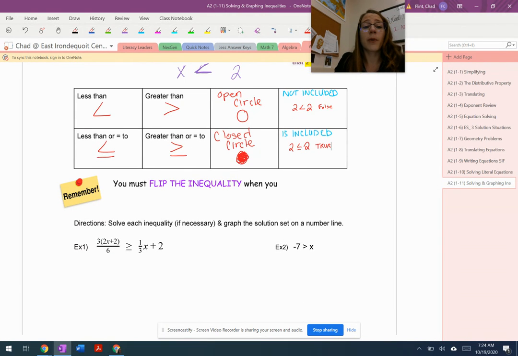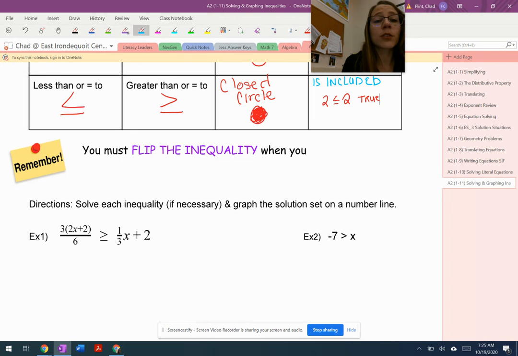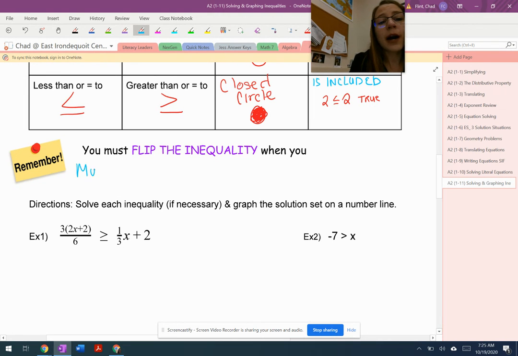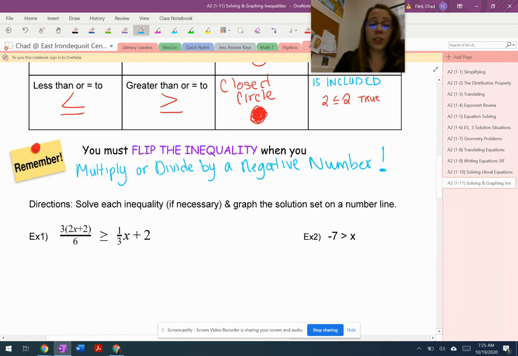Last little thing I want to talk about here in our intro is that remember, you need to flip that inequality, change it from less than to greater than or vice versa, whenever you multiply or divide by a negative number. So just keep that in mind.